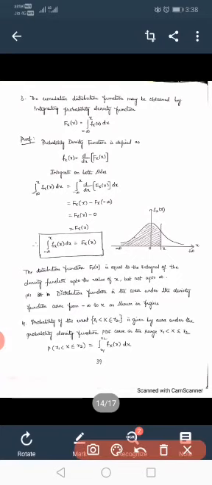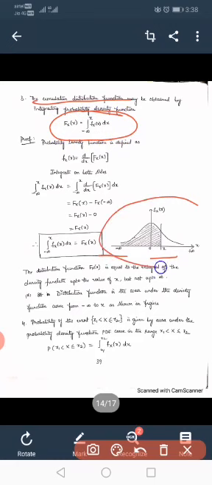Next, let us see the third property. The cumulative distribution function may be obtained by integrating the probability density function. We can say cumulative distribution function or, in general, distribution function. So this distribution function is the integration of the density function. Here one thing you have to remember: integration limits are not from minus infinity to plus infinity. Integration limits are from minus infinity to some positive value x. See this in this curve, the integration limit is from minus infinity to some positive value x.